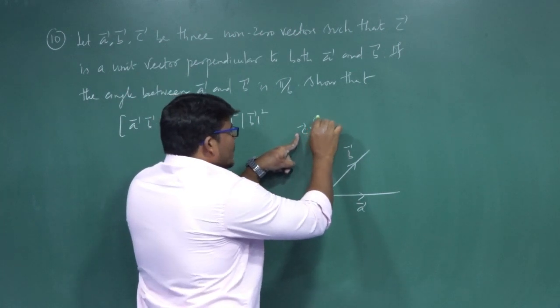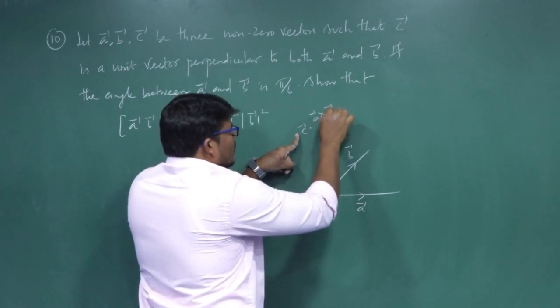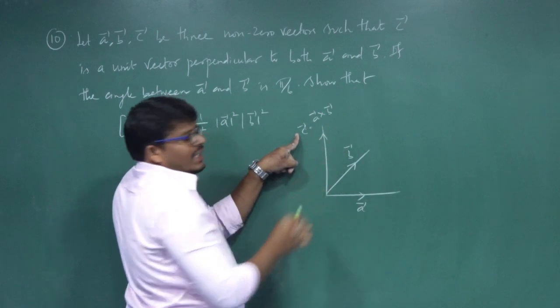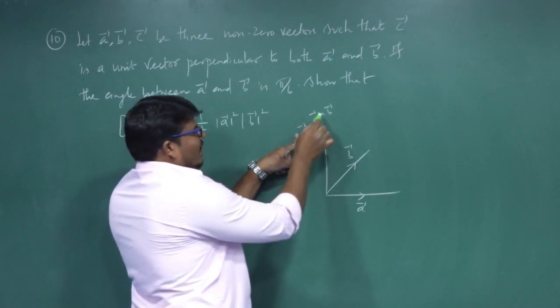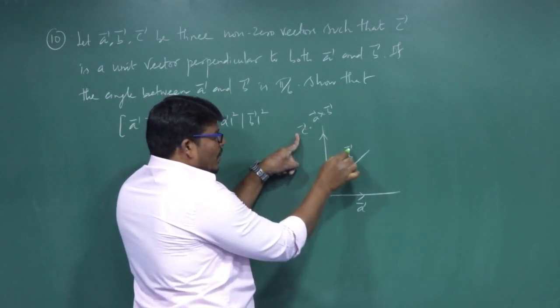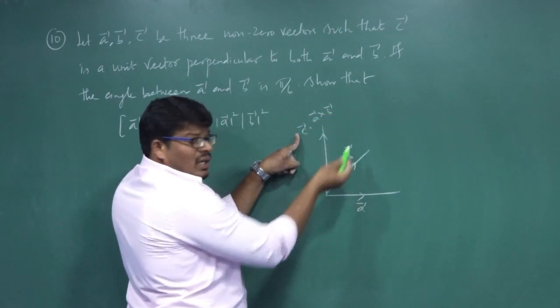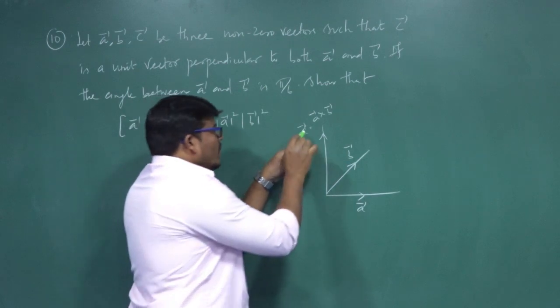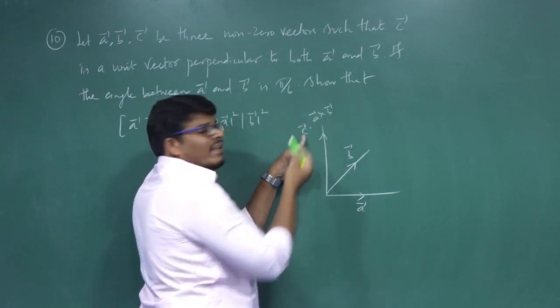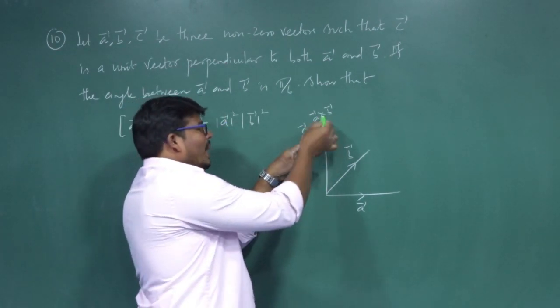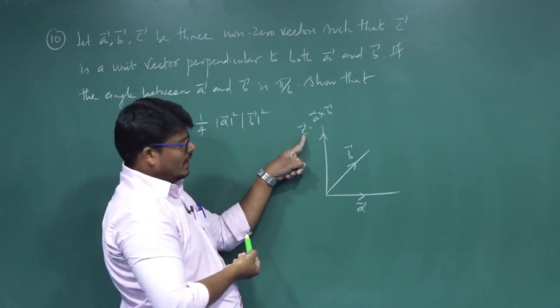The line perpendicular to both is called A vector cross B vector. C vector is perpendicular to A and B. Also, A vector cross B vector is perpendicular to A vector and B vector. So, C vector is parallel to A vector cross B vector.